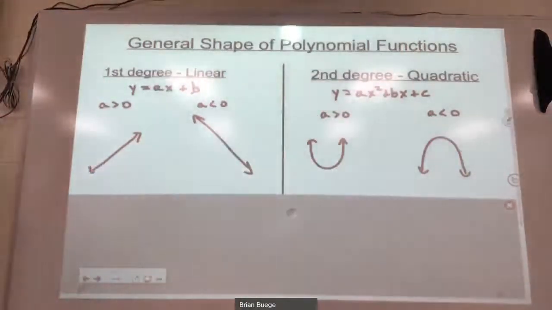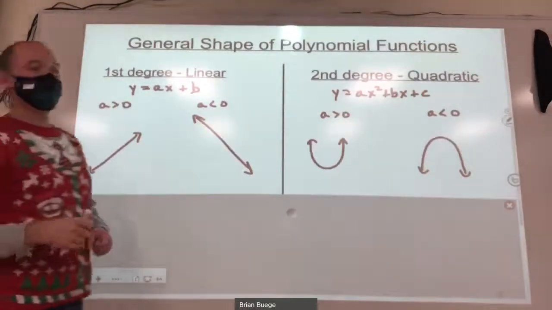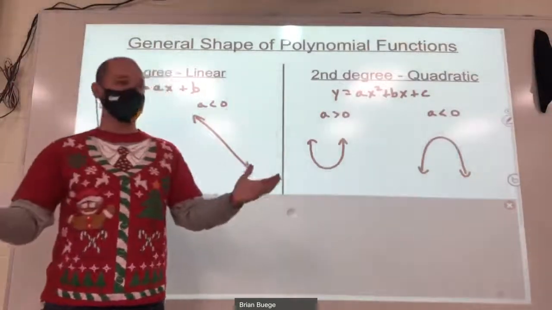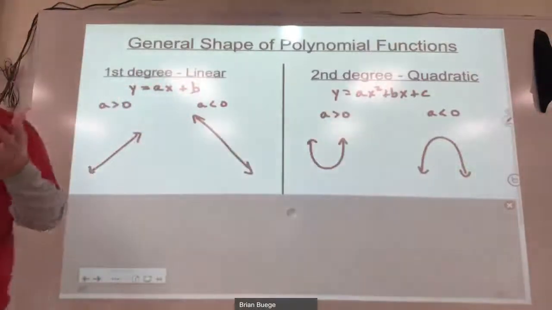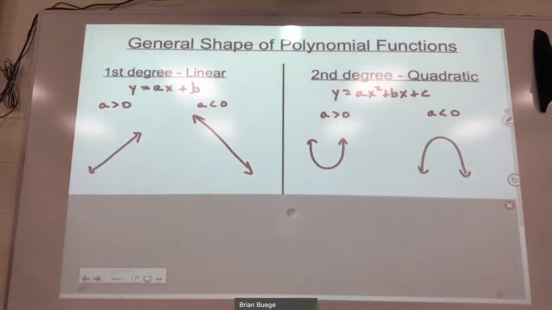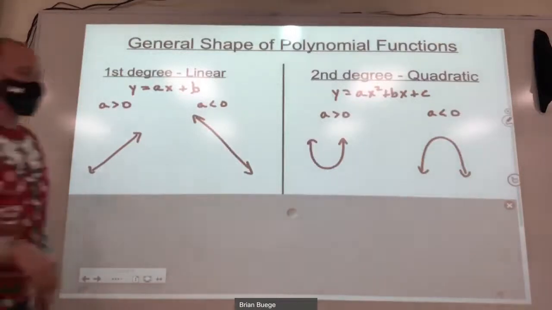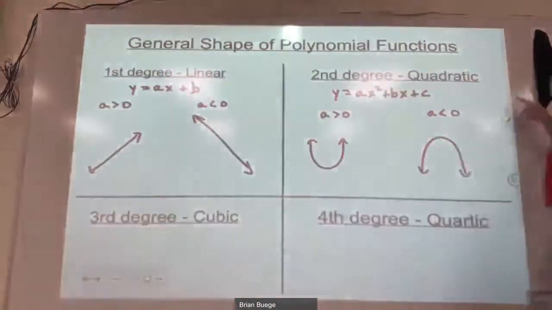So what I'm getting at is there's kind of two parts. Not only does the degree determine the shape, the a value also has an effect on what goes on with the graph, okay? So the degree and the a value kind of go together. So now let's take a look at the bottom two.